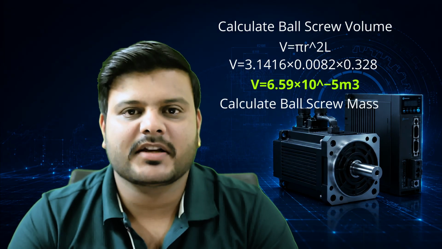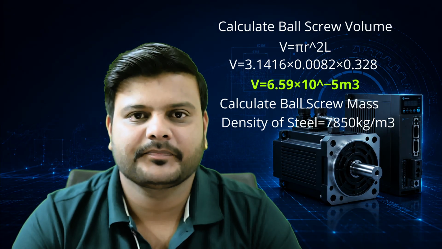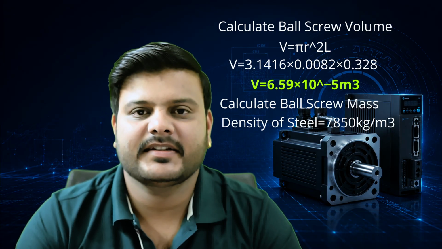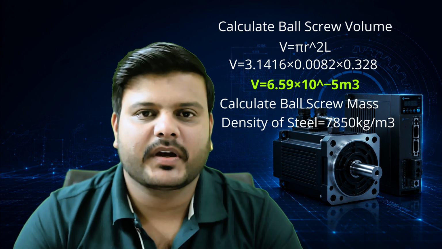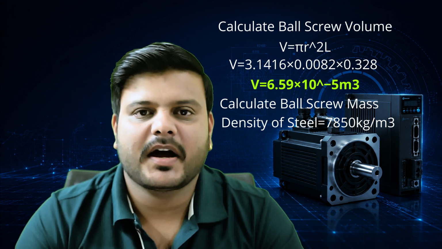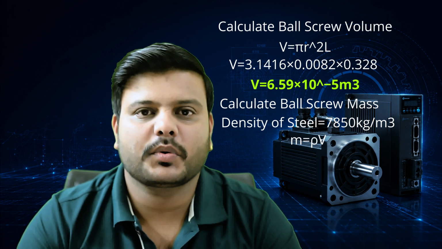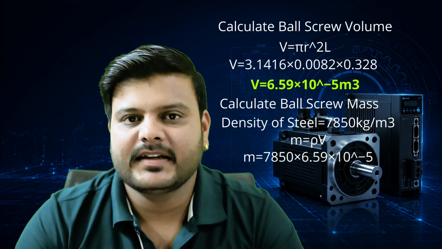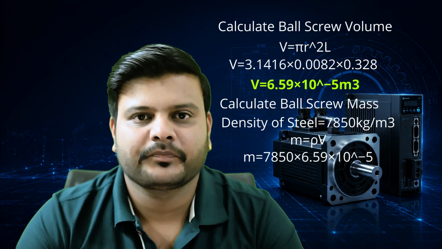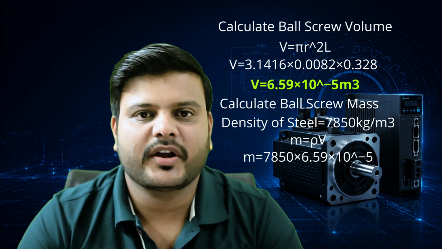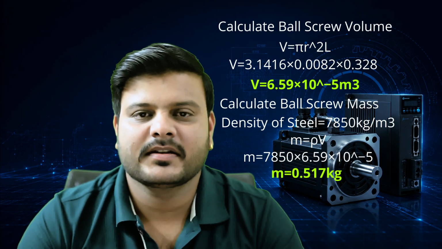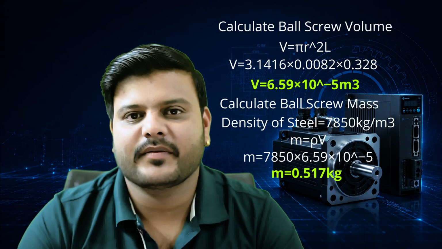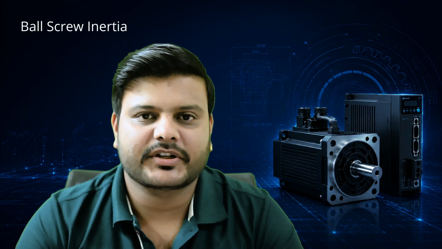Now calculate the mass of the ball screw. Our ball screw material is stainless steel, so our density is 7850 kg per meter cube. To calculate mass, we know the formula M is equal to rho multiplied by V. So we have 7850 multiplied by 6.59 into 10 raised to minus 5. So our mass is 0.570 kg.